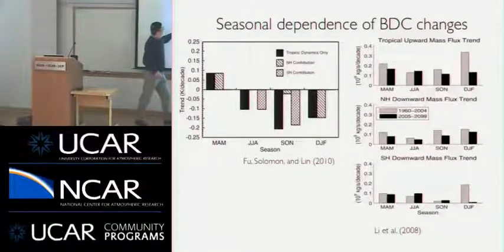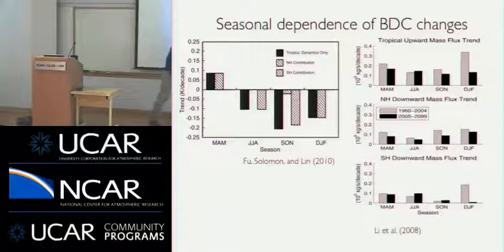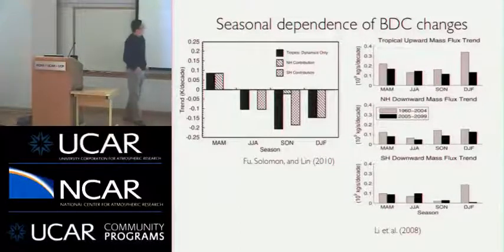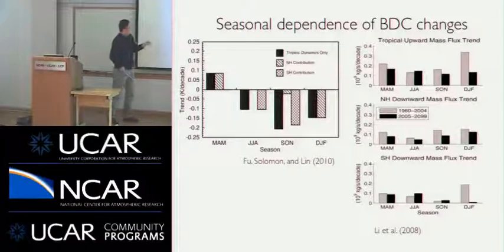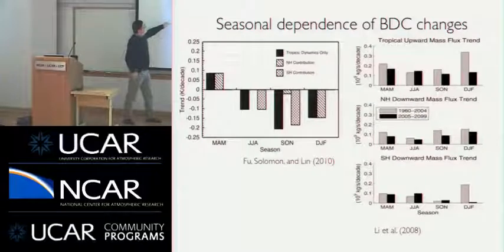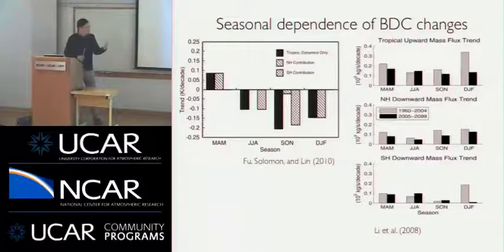We see zero in this season, and this is very weak. We see strong here, and this is reasonably large. And here is strong, and we see zero trends. So the point is the seasonal dependence of the Brewer-Dobson circulation. Actually, the model tends to give you the strongest strengthening in the DJF season, but the observations give you the strengthening mainly in the SON season. So that's another inconsistency between the model and observations.